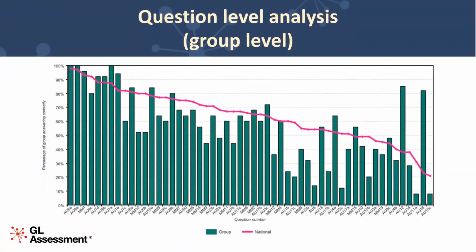Delving deeper into your data, the question level analysis helps to identify those questions within a particular curriculum area that your group did well in or struggled with. This is again provided in graphical form to aid quick and easy comparison to national averages. You'll see on this graph that the national average is represented by the pink line and the group scores are represented by the green bars. The national average enables you to contextualize your question level analysis.